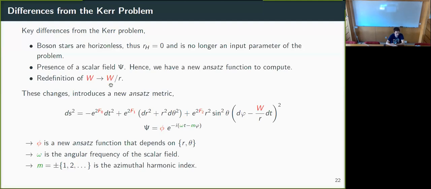Nuno is asking about this redefinition of the W function. Well, it's not entirely necessary, but it's better for the numerics. Basically, that's the idea. If you didn't do this redefinition, this function goes as 1 over r to the power of 3, in other words, it will go very fast to 0. And if you do this redefinition, it goes a bit more smoothly. It goes as 1 over r squared, or you can even do w over r squared. Yeah, basically, it's better for numerics.